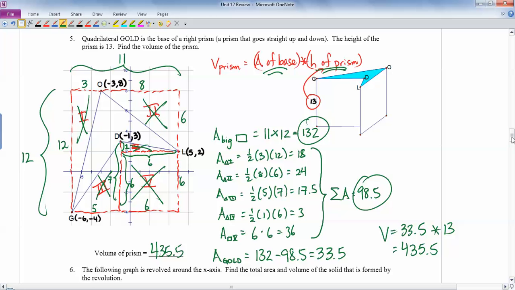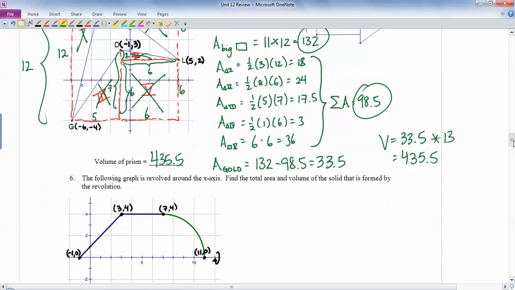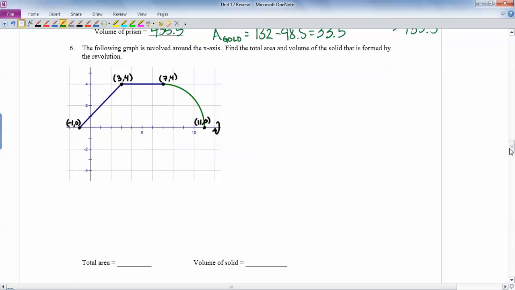Number 6 is a more annoying problem, I'd say. So the question is, you're going to revolve these 3 pieces around the x-axis. So when you spin them all the way around, you get a 3D shape. Now, part of it should be easy to picture.